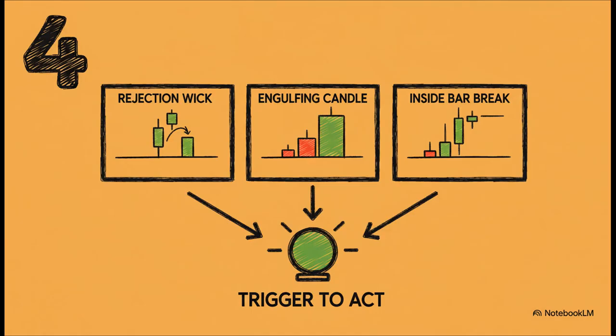And finally, we have the most important step of all, confirmation. You do not, I repeat, do not enter the trade just because the price touches the level. You have to wait for the market to give you a specific signal that tells you, yep, buyers or sellers are showing up here. It could be a long rejection wick, a powerful engulfing candle, or the break of a tight inside bar. You need to see one of these 3 things at that retest zone. That is your green light.